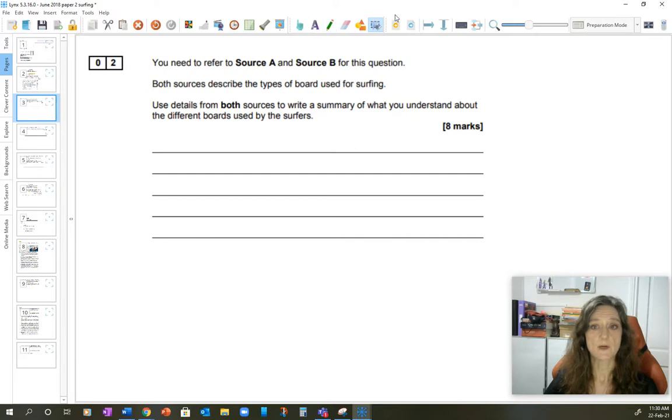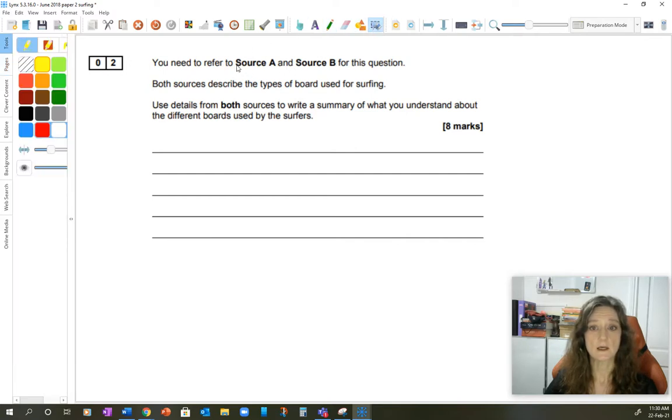Right, let's have a look at question 2 then. And again, I'm thinking about my exam technique here. So we're looking at both sources, source A and source B for this one. Both sources describe the types of board. Okay, that's quite specific, isn't it? So I'm really zooming in on that word board. Use details from both sources to write a summary. So that's the reading skill they're going to be marking, of what you understand about the different boards used by the surfer. So it's just about the boards.